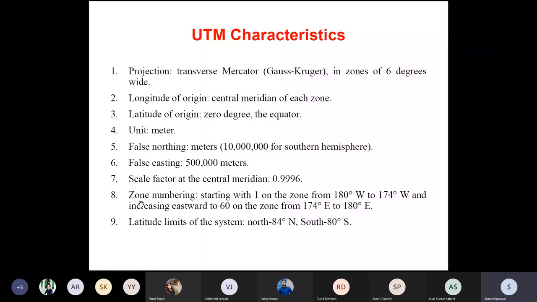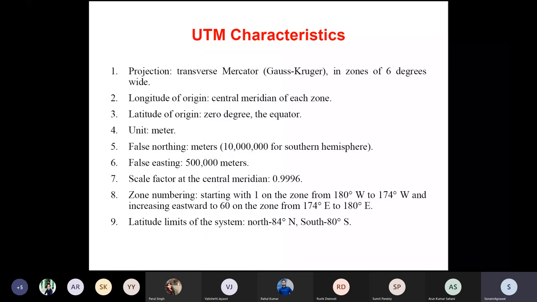Zone numbering will start with 1 on the zone from 180 degree west to 174 degree west and increase eastward to 60 on the zone from 174 degree east to 180 degree east. Latitude limits of the system are 84 degree north and 80 degree south. Yes, this is important: it will not cover from 90 degree north up to 90 degree south. In order to avoid distortion, it covers only up to 84 degree north and 80 degree south. So these are the UTM characteristics that we have just studied.